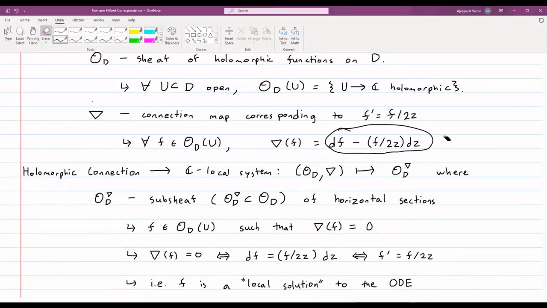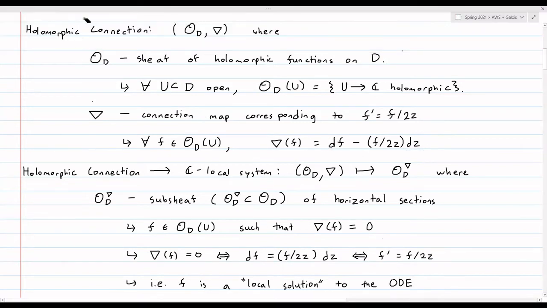So this is how I go from holomorphic connections, which, I didn't define holomorphic connection, I just gave you an example of a holomorphic connection here, and how I went from this example to a complex local system. It's the same process of going from a differential equation to the local solutions of the differential equation. So I write this here: f is a local solution to the ODE.